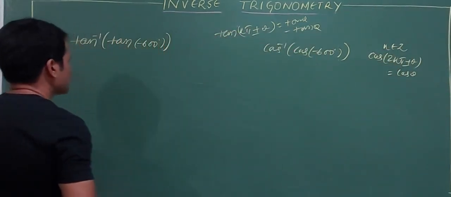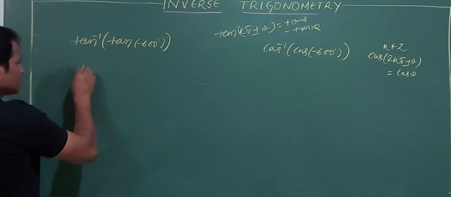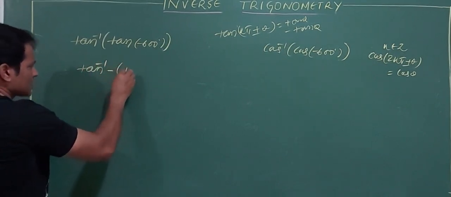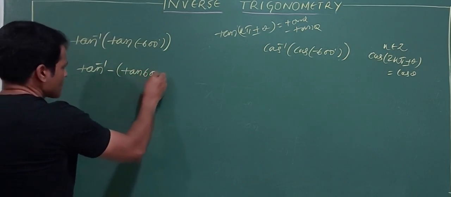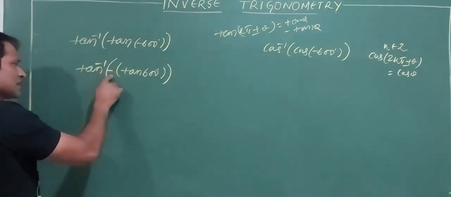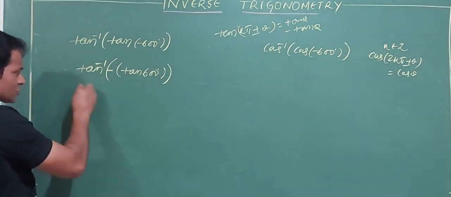Okay, I will apply the same condition now. It is 600 degree. First, tan inverse of tan of minus theta is minus tan theta. Minus comes outside, tan 600. Then tan inverse of minus tan theta is minus tan inverse of tan theta, the minus goes outside.